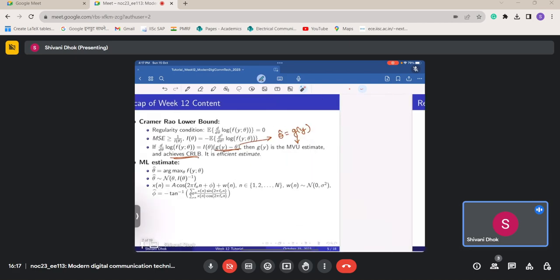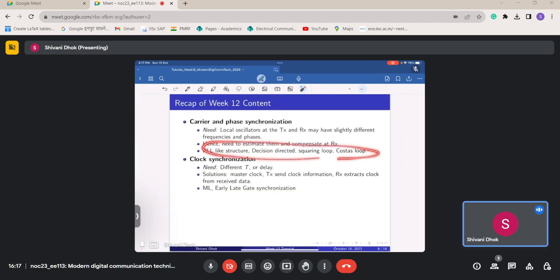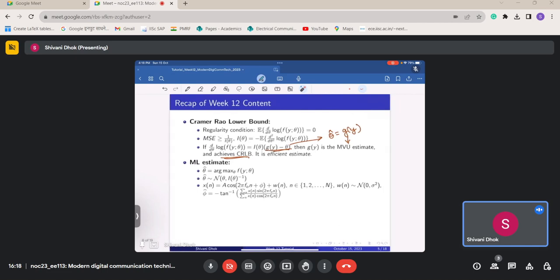I'm not going into the details of these things. These are covered in the lectures, and you may also refer to the books mentioned on the course web page for these details. However, in this session I'll focus on this part.